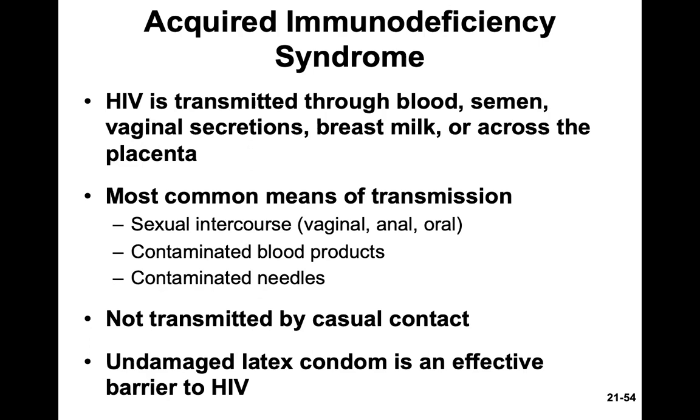So again, it is not transmitted by casual contact. If you lean on somebody, if you shake somebody's hand, if you touch somebody, that casual contact is not a way to transmit it. It has to be bodily fluids. If you're going to have intercourse with a person, using a latex condom seems to be an effective barrier, so that you are not going to be transmitted HIV if your partner happens to have HIV.